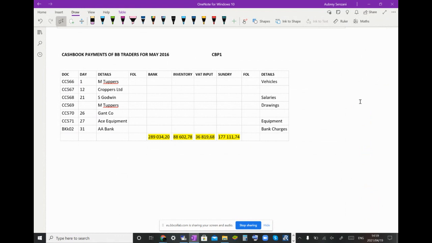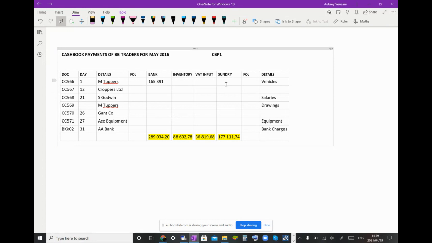What we do, and remember they told us that it was inclusive of VAT. So there you can see under details we put M2 first. Okay, so we put 165,391 under the bank. And you see there's no analysis of receipts either. Then we know that this was a vehicle. There's no vehicle column, so you need to go to sundry.